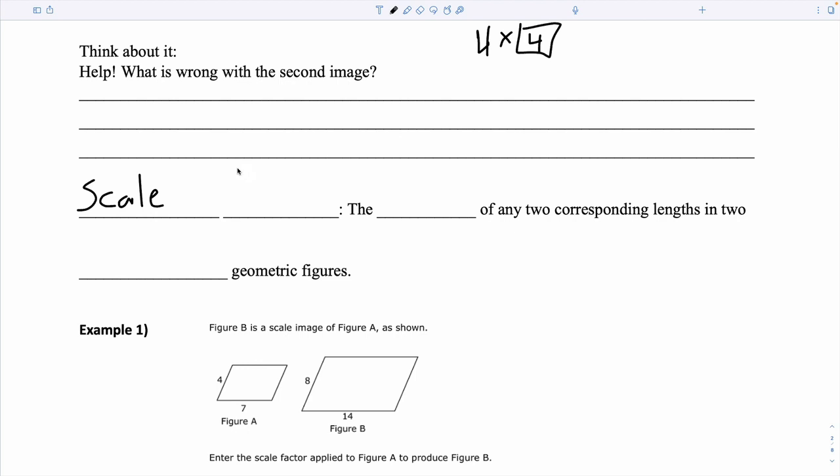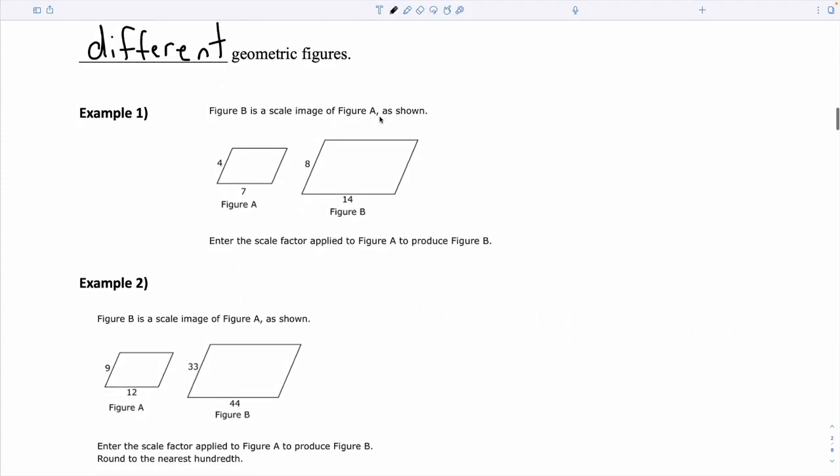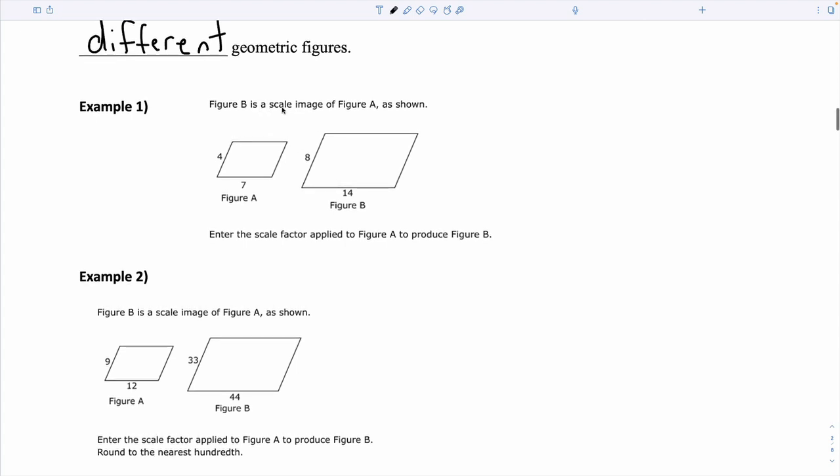Scale factor is your keyword. The scale factor is just a ratio of any two corresponding lengths in different geometric figures. You don't have a picture anymore, it's just a parallelogram, and they said figure B is a scale image of figure A as shown. Box scale image, that is your clue that there is a scale factor somewhere that you can find. Enter the scale factor that applied to figure A to produce figure B.